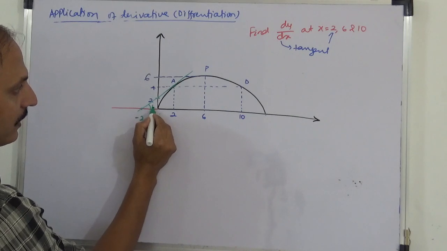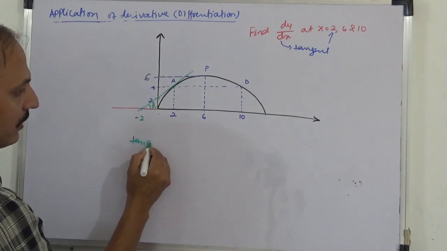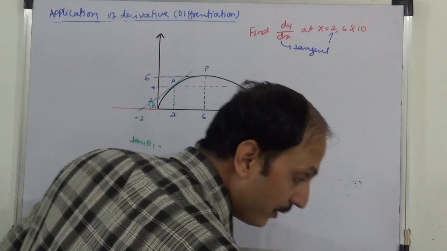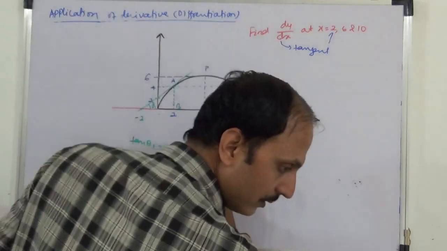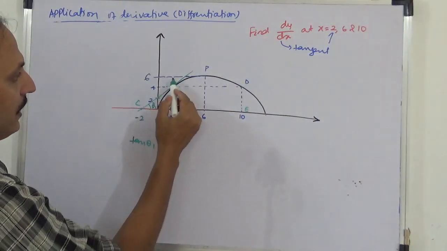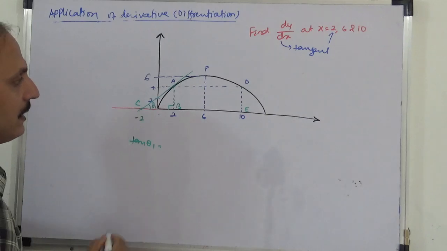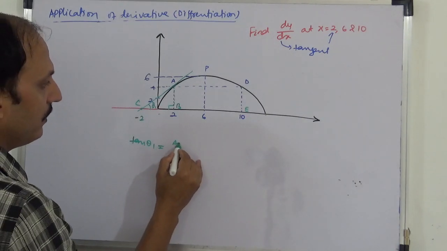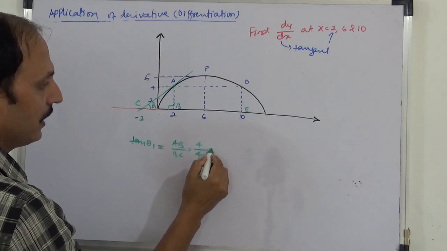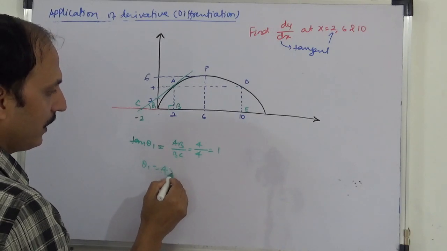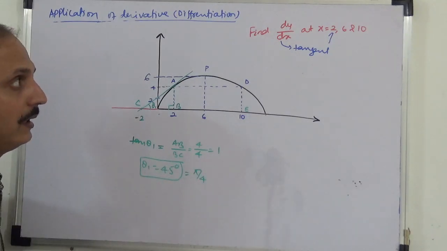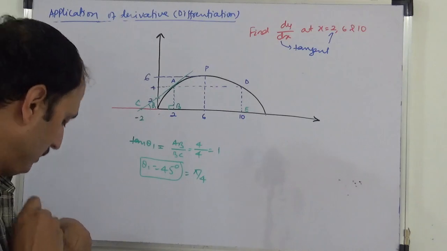So we have to find this angle, theta 1. So you have to find tan theta 1. It is a right angle triangle. Let's say this is A, this point is B, this is E, this is C. So in this triangle ABC, which is a right angle triangle, tan theta 1 is AB by BC. AB is 4 by 4, so that becomes 1. So theta 1 becomes 45 degrees or pi by 4. So dy by dx at point 2 is pi by 4.